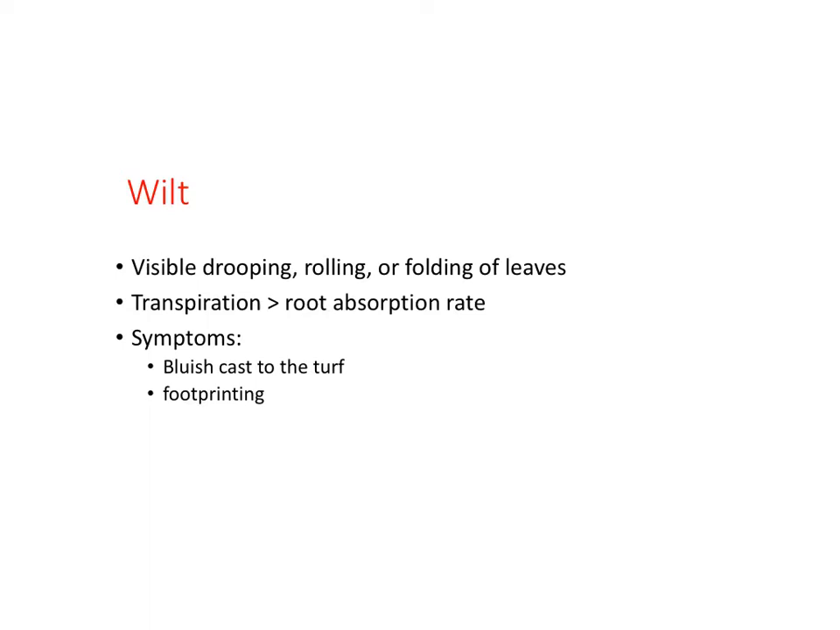Water deficits range in severity. The initial moisture stress is termed wilt. Wilt is a visible drooping, rolling, or folding of turfgrass leaves caused by a loss of leaf turgidity. Wilt occurs when transpirational rates exceed the absorption rate of the roots, and initial symptoms appear as bluish color to the turf and footprinting is apparent.